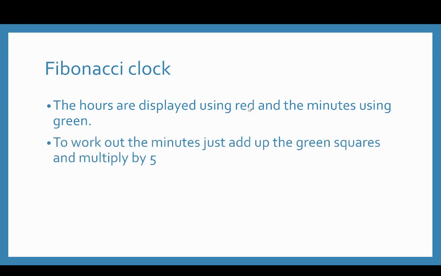Minutes are a little bit more tricky because to work out the minutes, you add up the green squares and then you multiply by 5. So hours, you don't need to do that. You just add up the values of the reds. Greens, you add up and then you multiply by 5. Well, just note, it's only accurate to 5 minutes. Okay, should we have a go? Right.